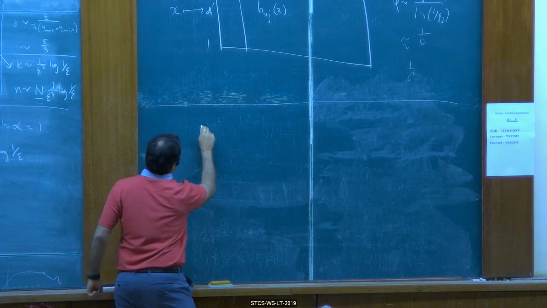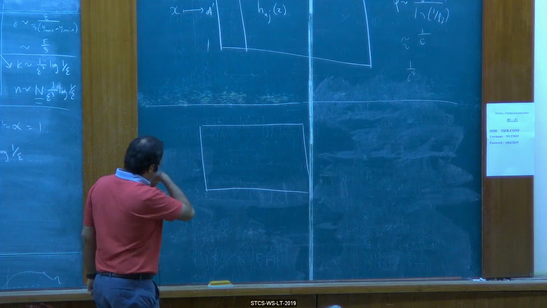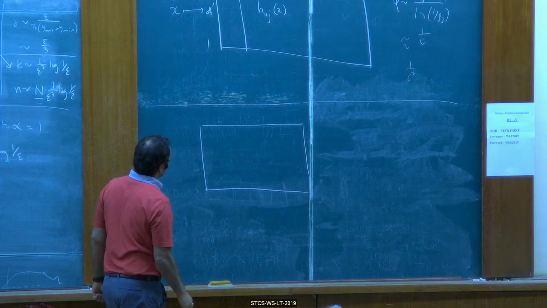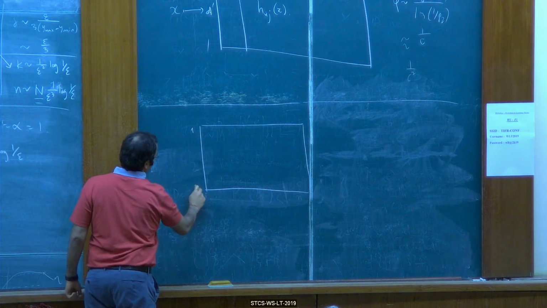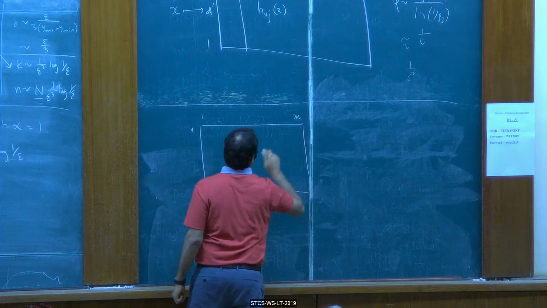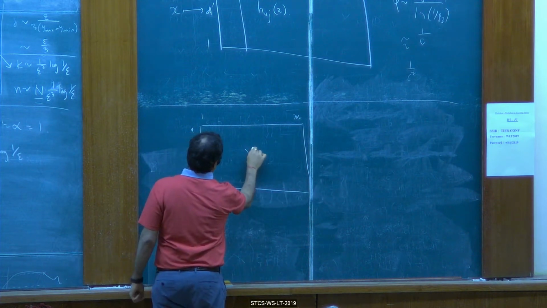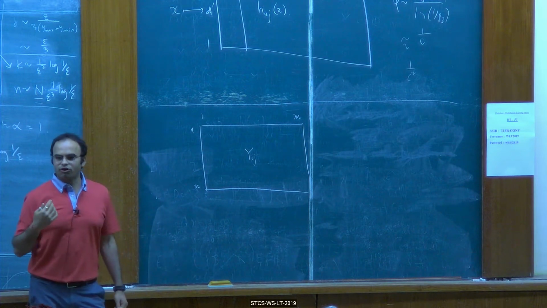So you have data in the matrix form as follows. I have n rows, 1 up to n. I have m columns, 1 up to m. The entry ij is a random variable yij, which is my label just like before.